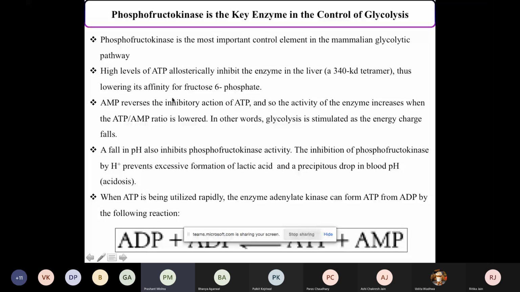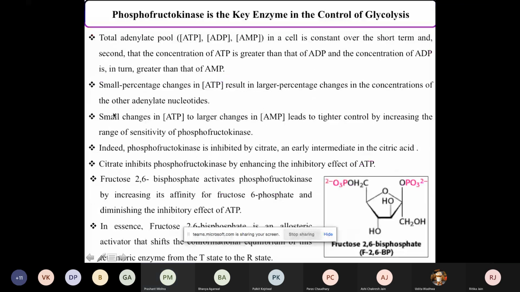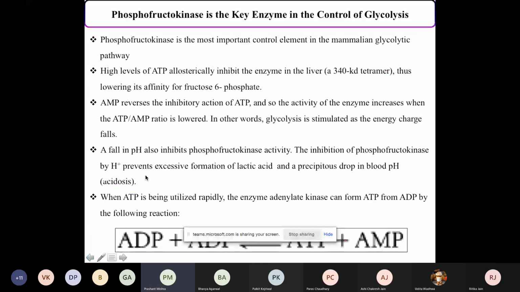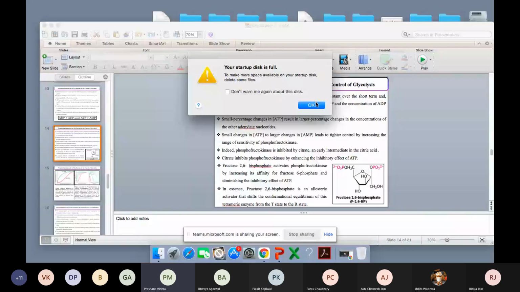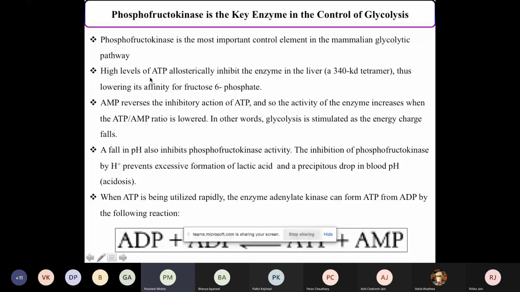I will show you the reaction. And what happens with the other one? What is AMP? Can you recall what AMP is? AMP is the one which is formed from ATP. So ATP can be converted into AMP, and that's the way the phosphoryl group of ATP is being transferred. So AMP reverses the inhibitory reaction of ATP. It's very interesting. Phosphofructokinase is inhibited by ATP. That means when we have more energy, it is going to be inhibited. So you will find that ATP is the one which is inhibiting, whereas AMP is reversing the inhibition.